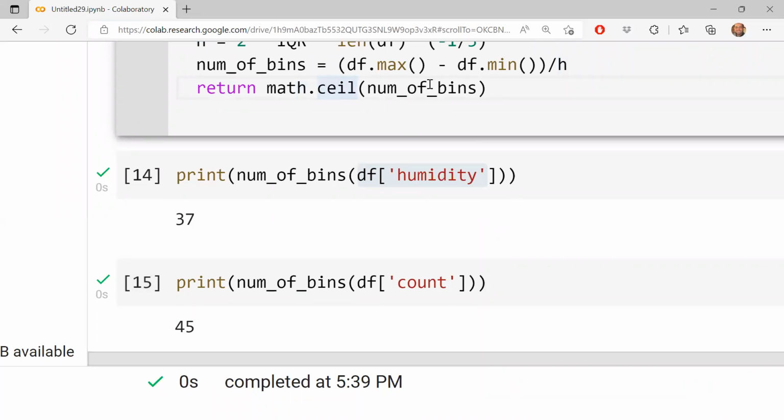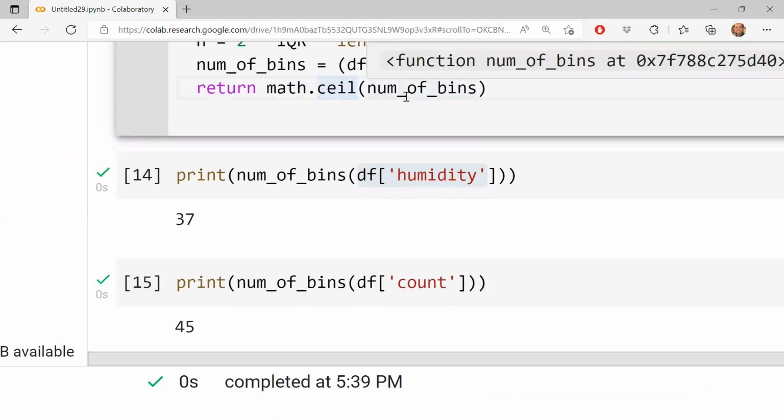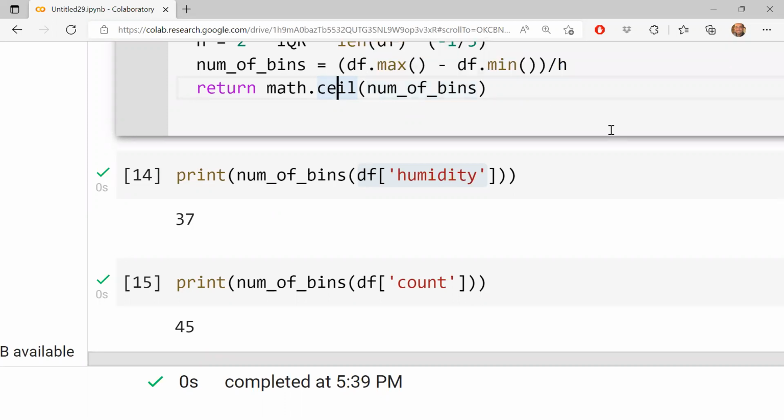Because if you leave it, this one here is going to give you 36.8. Okay, what do you want? You want it to be an integer, not a fraction. This is not a number of bins, it should be an integer, and that's why I incremented by 1. 3.234. Okay, that's why I put the ceiling.